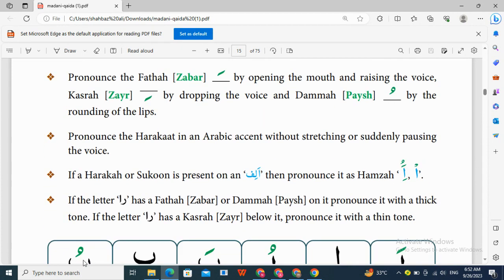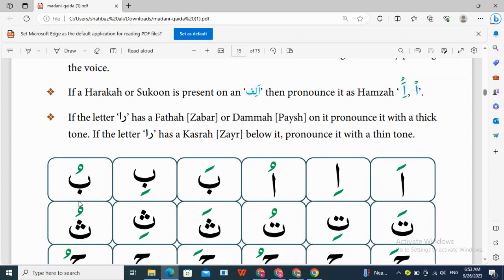The fourth point: pronounce the harakat in an Arabic accent without stretching or suddenly pausing the voice. How do we read the harakat? Basically, harakat are read without stretching or suddenly pausing the voice, just like ba, bi, bu. Don't stretch them; just read ba, bi, bu, without stretching and suddenly pausing the voice. Okay.